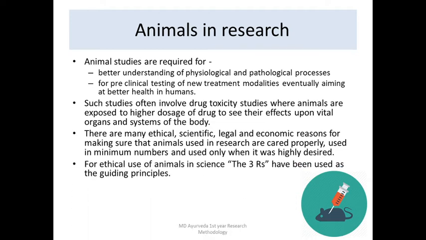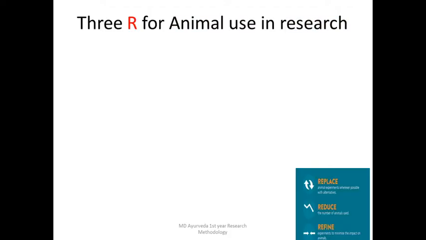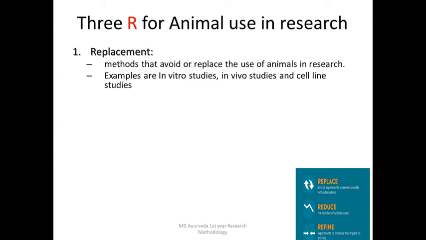For the ethical use of animals in science, there is a concept of the 3 R's which is used as the guiding principle. Let us see what these 3 R's are. The 3 R's for animal use in research are primarily replace, reduce, and refine. Replace means methods that avoid or replace the use of animals in research should be employed. If the animal is not really essential for that particular research, and if there are certain alternatives, it is better to replace the animals with those alternatives. The examples are in vitro studies, in silico studies, and cell line studies.